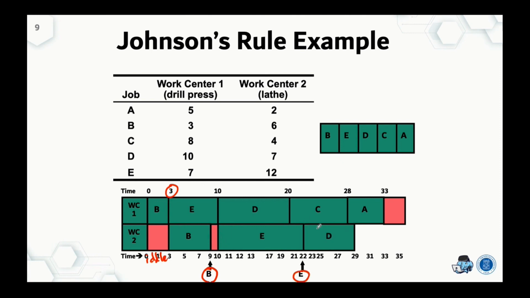And how about job D? Job D can directly enter work center 2 and finish at 29. C finishes at 33, and job A finishes at 35. And until 36, this is the idle time. So we can see that work center 1 has idle time here, and work center 2 has idle time in multiple places.